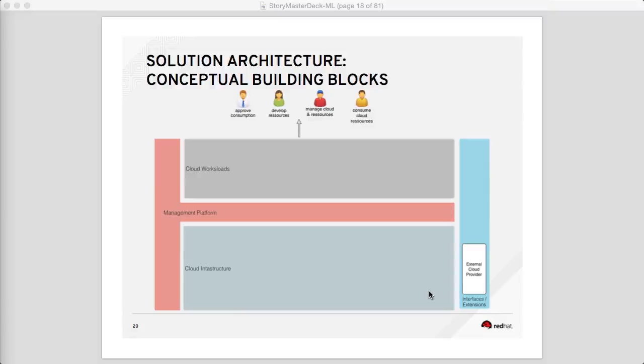This is a very high-level conceptual building block diagram of the architecture that we proposed. What's immediately obvious is the sideways T, this management platform that is responsible to manage the actual cloud infrastructure that lies below it. So we don't consider offering a bare metal cloud infrastructure. Rather, we say they need some sophisticated management tools to actually make the cloud infrastructure consumable. On top of the cloud infrastructure, and also partly managed through the management platform, are the actual cloud workloads, basically any workload that is running on top of the cloud infrastructure. On the right-hand side, you have interfaces and extensions, for example, to external cloud providers, but also to other systems. And at the top, you have the various roles that interact with the system.